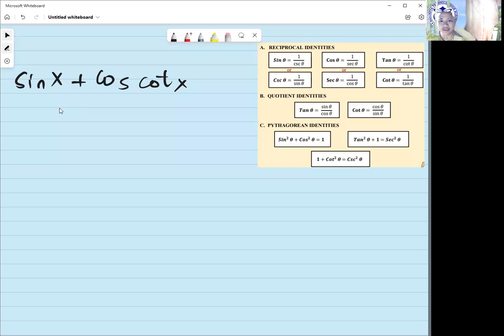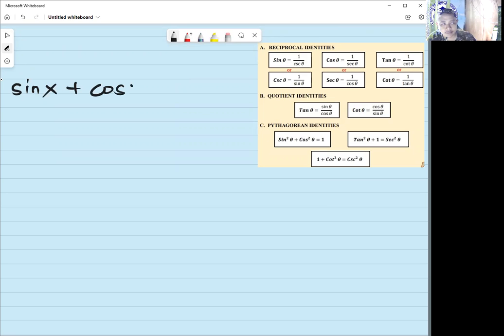Ay, kulang tayo ng given. Wait. I'll write it para mas maganda. Sine x plus cosine x times cotangent x. Okay. Game. Just like what I was telling you, ang cosine at sine laging may relasyon sa tangent at cotangent.